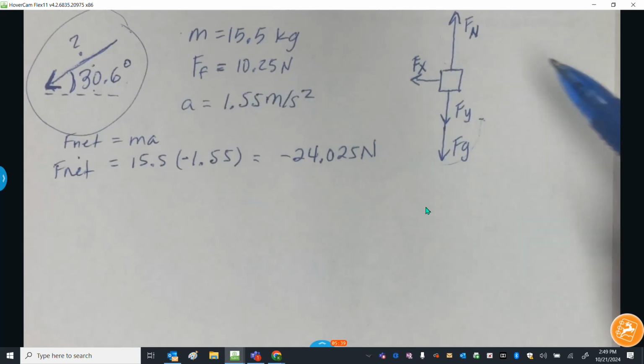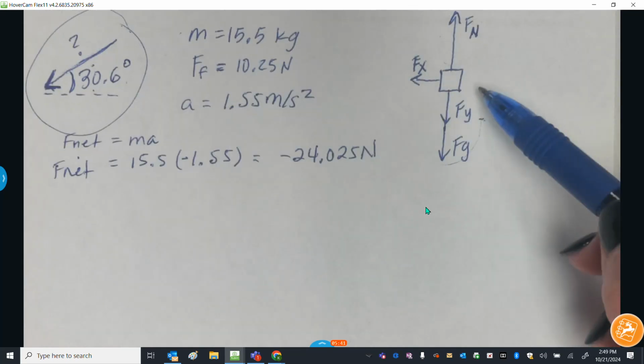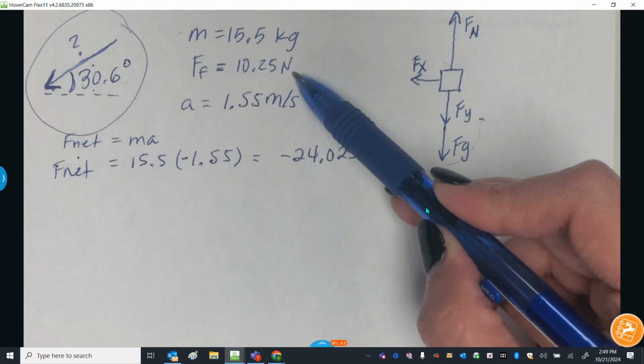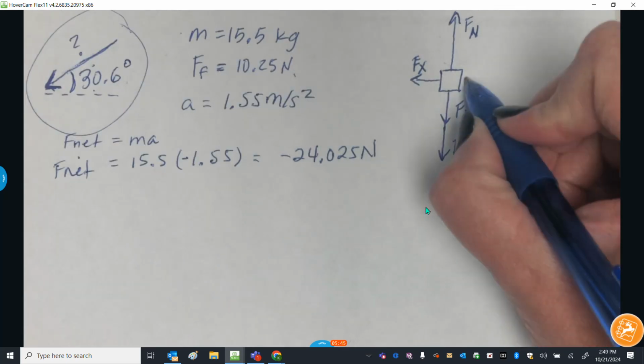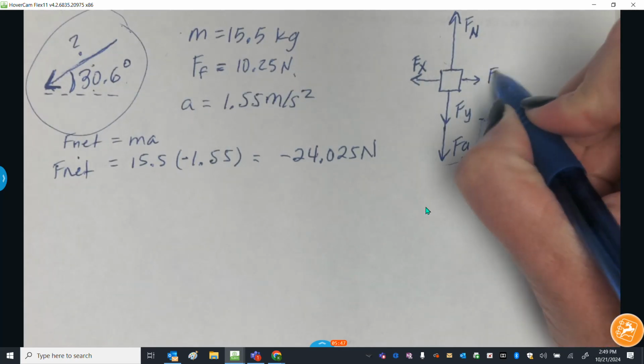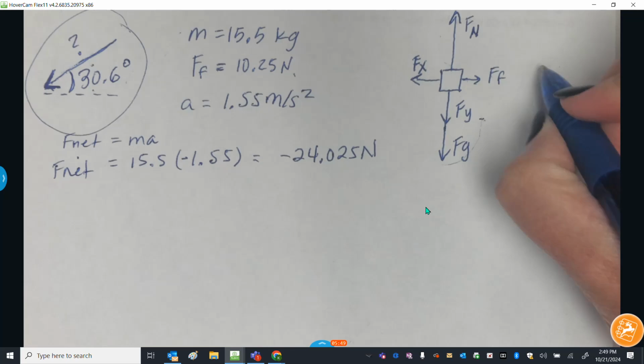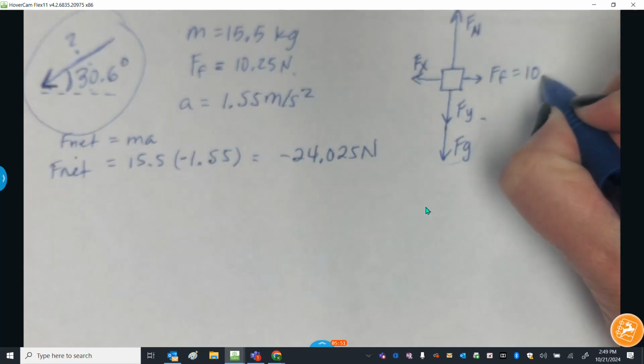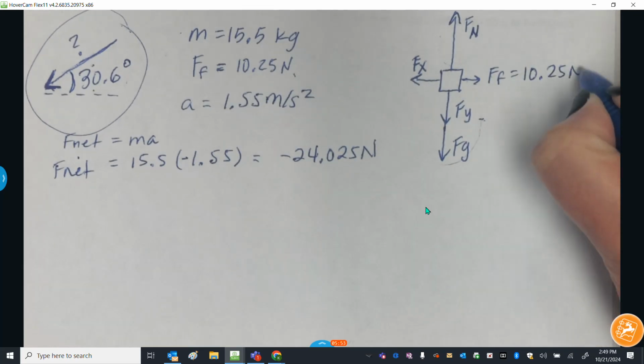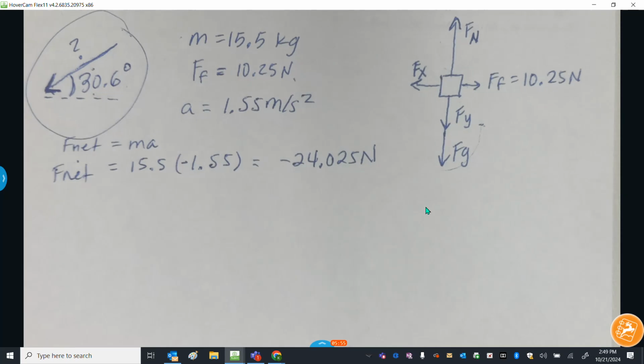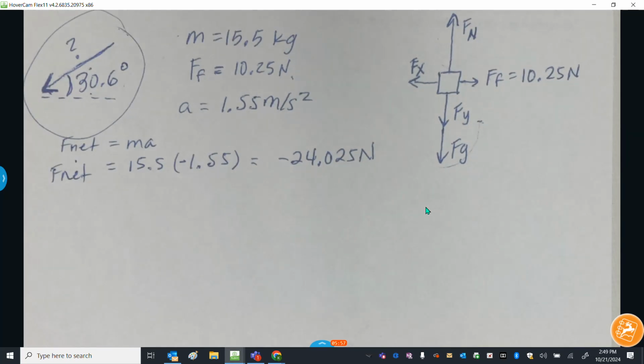Again, the lawnmower is being pushed to the left. And so the friction that's given here, this 10.25, is going to be a rightward force. And I'll go ahead and label it force of friction, 10.25 newtons. So I've got a start. And I also have a net force.